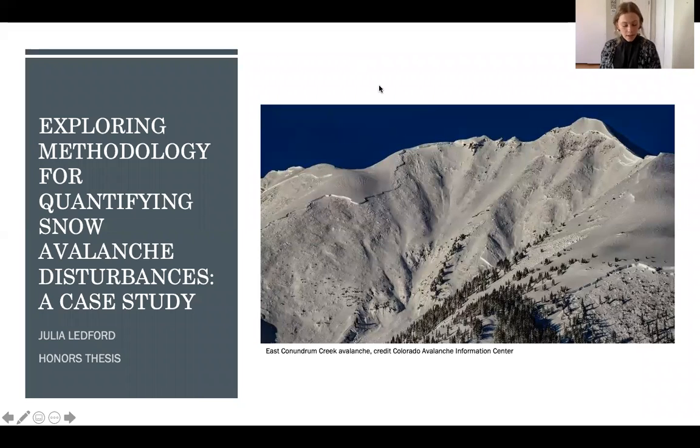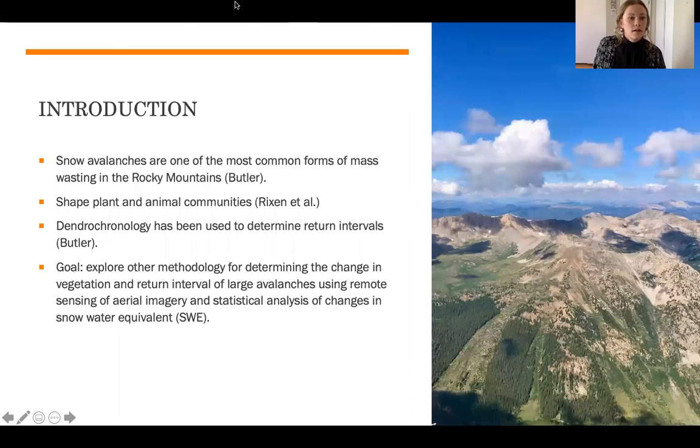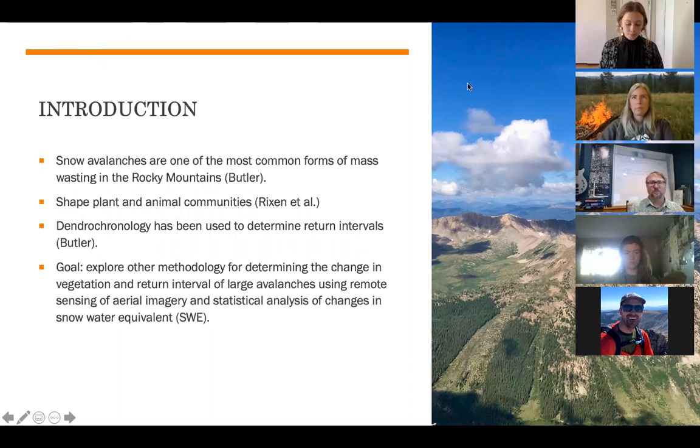All right. So I decided to call my project Exploring Methodology for Quantifying Snow Avalanche Disturbances, a case study. So snow avalanches are one of the most common forms of mass wasting in the Rocky Mountains. And they're a fundamental force in shaping the plant and animal communities in the alpine and subalpine ecosystems. They're also more frequent than other disturbances in these ecosystems, and they usually occur about once per season.